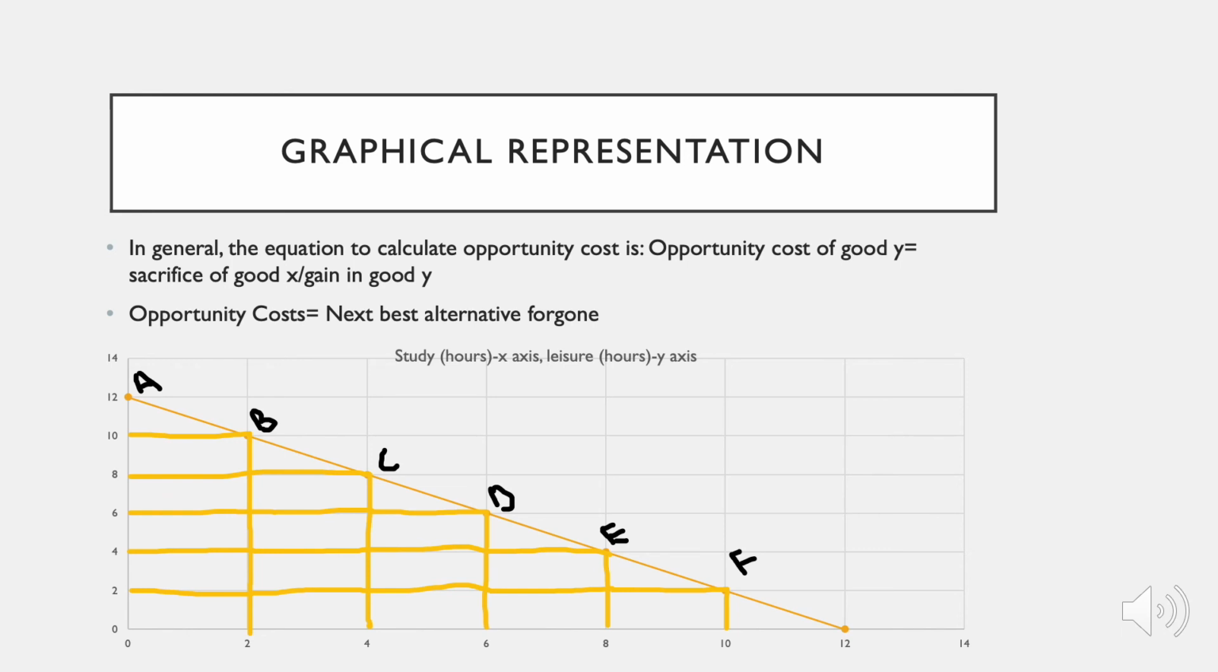Now, if we find the slope of this line, since this is a straight line, it is obvious that the slope remains constant. And the slope can be found out by calculating the ratio of change in vertical intercept to the change in horizontal intercept. For example, if we take point B, the slope will be sacrifice in leisure hours by gain in study hours, which is equal to (12 minus 10) divided by (2 minus 0), which is 1.